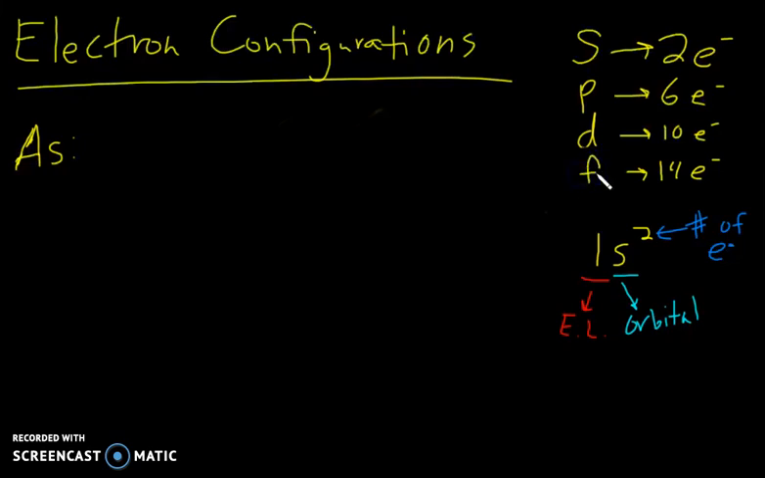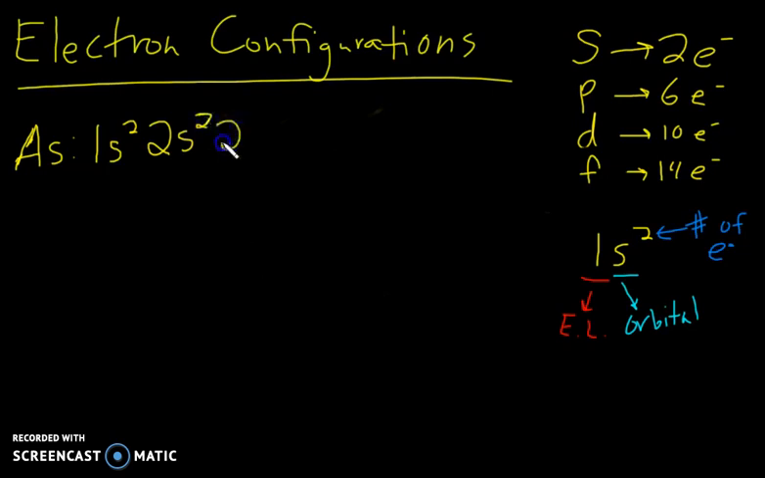So for arsenic, we're always going to start at hydrogen, which is on the first energy level and has an S orbital, and as we move across to helium, we would get 2 electrons in there, and that finishes our first row. So now we go down a row to lithium. That starts our second energy level. Lithium is in an S orbital, and we move over to beryllium, and that fills our second orbital with another 2 electrons. So we now have a 2s2.